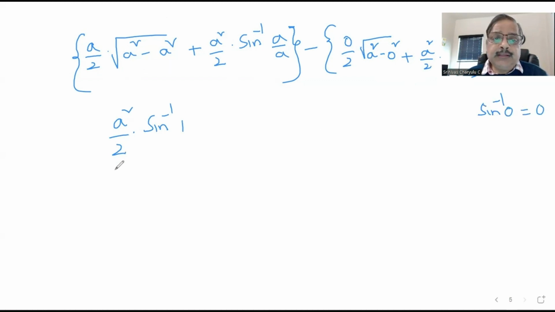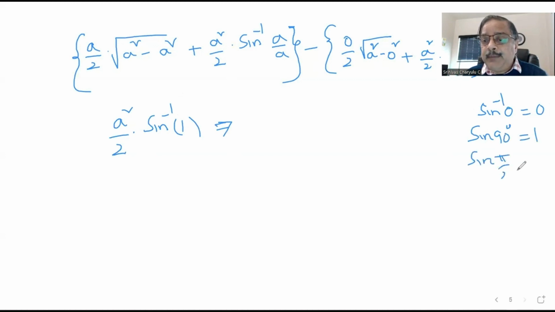So we are only having this now. What is sine inverse 1? Sine 90 degrees is called 1. Or 90 degrees in radians we will write generally pi by 2. So therefore pi by 2 is equal to sine inverse 1. So this we should know.